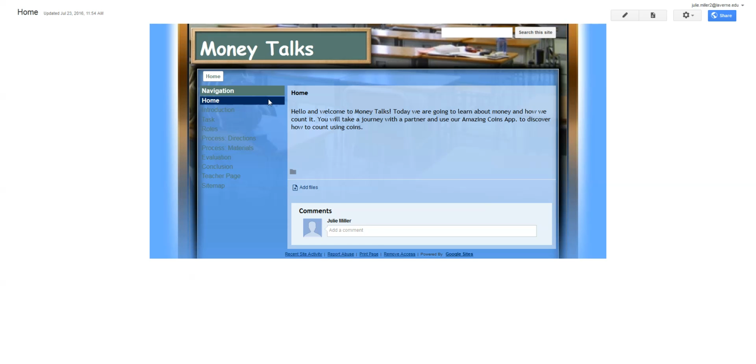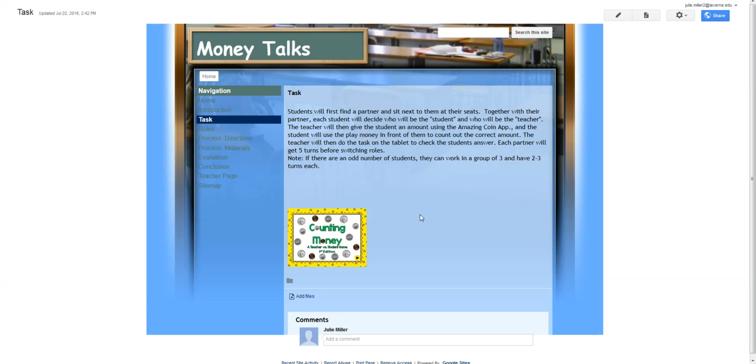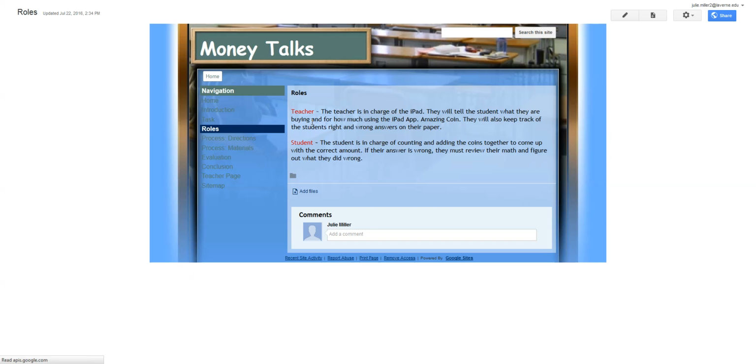So right here, you're going to have the navigation, you're going to have the instructions and the task, the roles, the directions. So I give you the instructions, so we're going to go down to task. And this shows you everything you need to know about the game. And when you go down here to roles, this is going to tell you all the directions. So this is going to show you what the teacher does and what the student does and what each of them are responsible for.